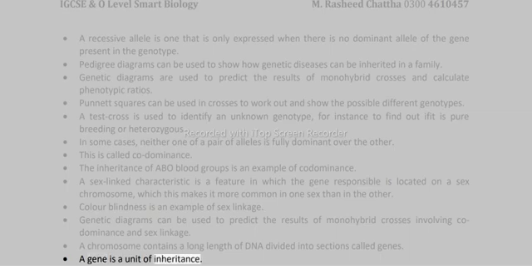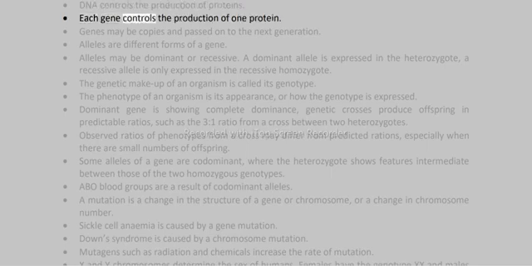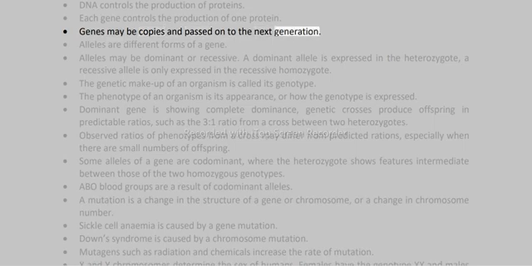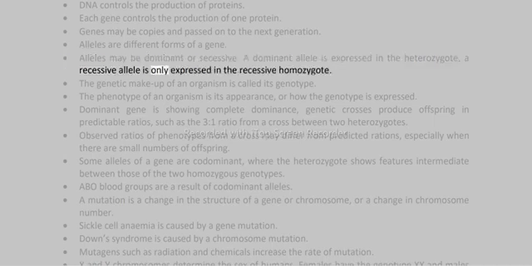A chromosome contains a long length of DNA divided into sections called genes. A gene is a unit of inheritance. DNA controls the production of proteins. Each gene controls a protein. Genes may be copied and passed on to the next generation. Alleles are different forms of a gene. Alleles may be dominant or recessive. A dominant allele is expressed in the heterozygote, a recessive allele is only expressed in the recessive homozygote.